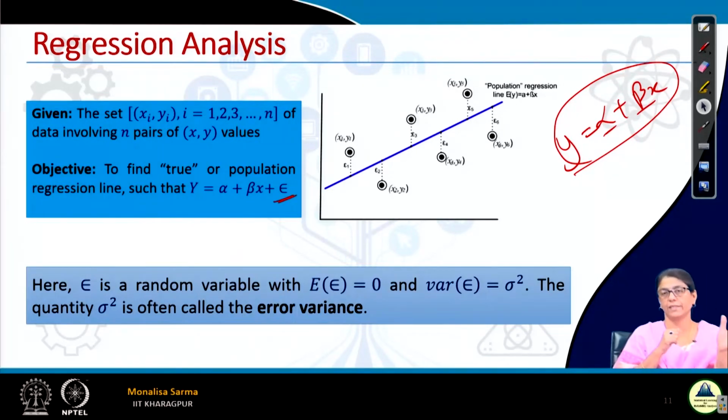Similarly for all the other examples. So this random component makes the regression line random. It is not a deterministic line. So basically the regression line is this: y equals alpha plus beta x plus epsilon. Okay.